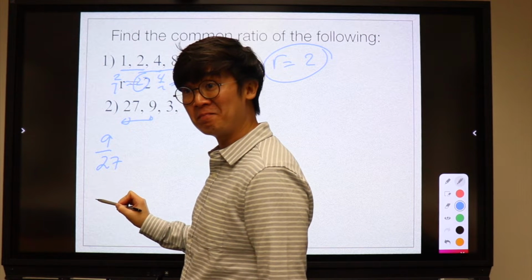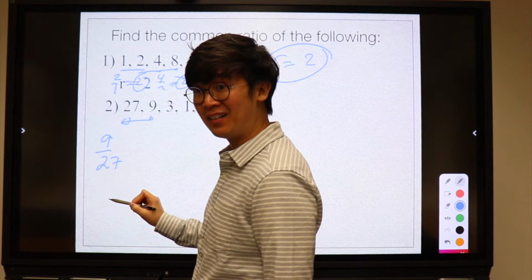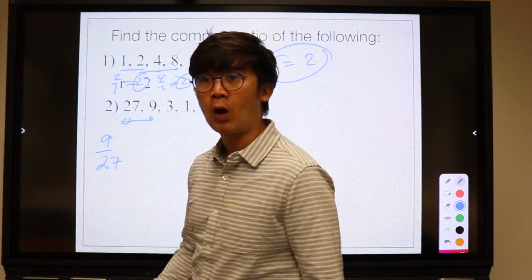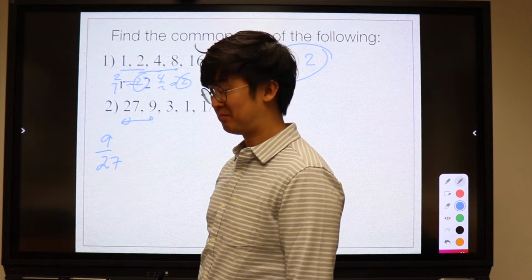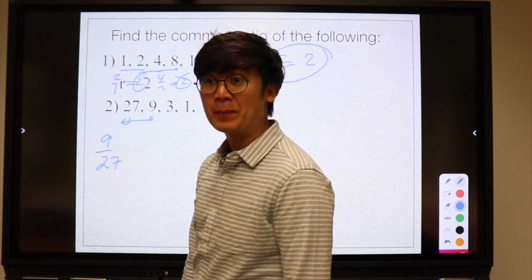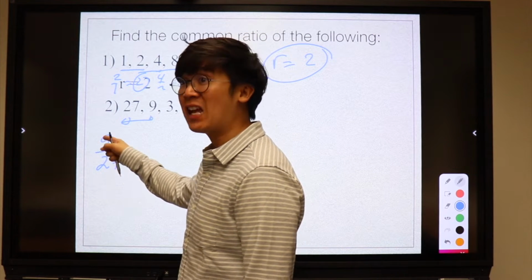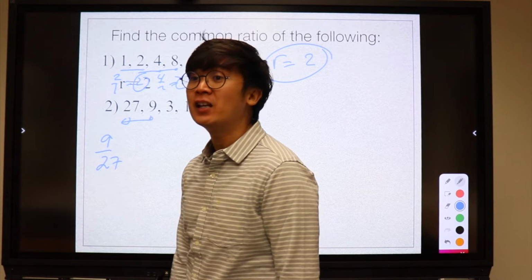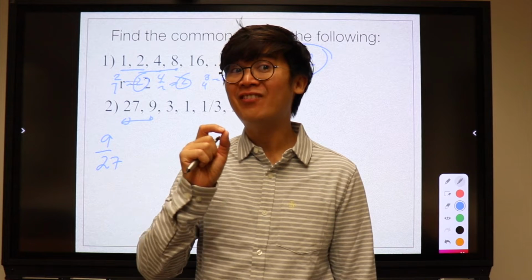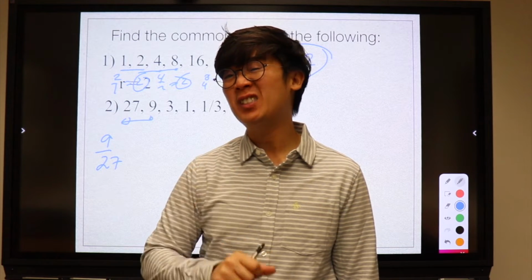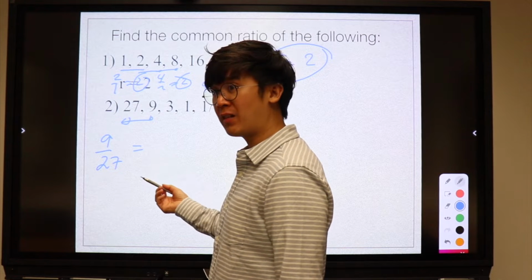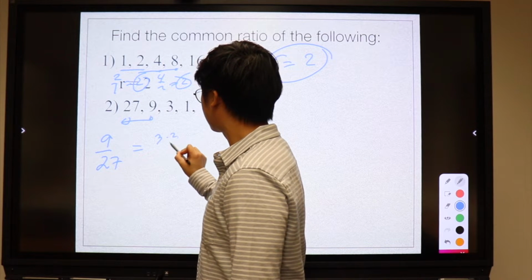Is it negative 3? Isn't that a fraction? It is a fraction, because 27 cannot go to 9 evenly. So if you have a proper fraction, expect to have a fraction as an answer. You just need to simplify it. Can you simplify this fraction? 9 over 27.